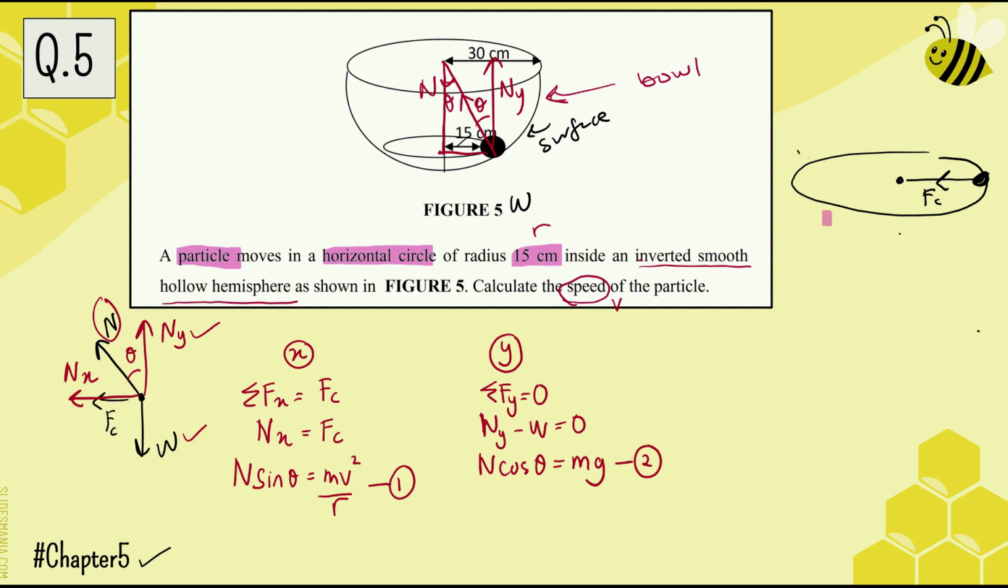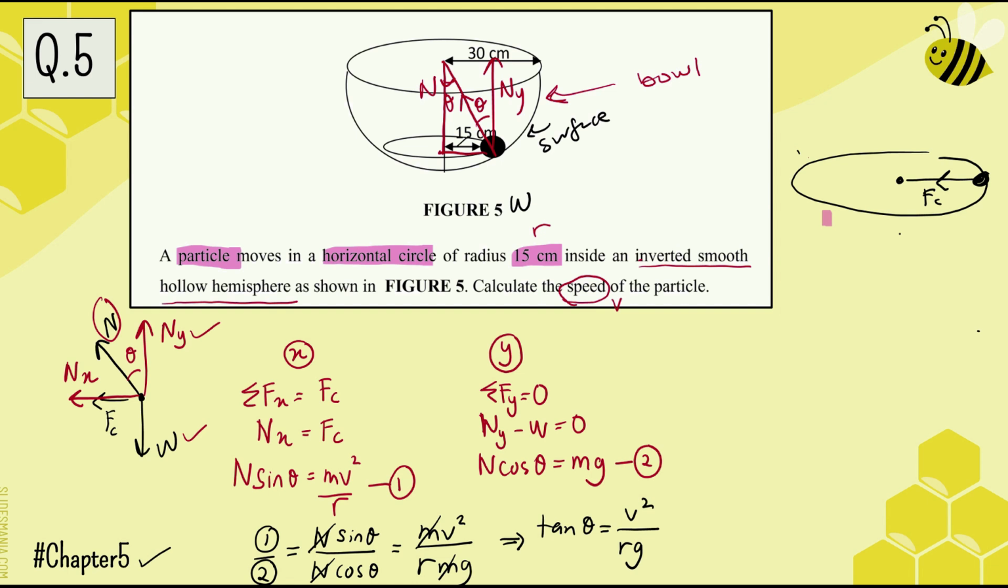To simply solve the question, we divide our equation number 1 by equation number 2. Then you'll see that we can cancel out so many quantities, which makes it easier to solve this question. The right side is mv squared over r divided by mg. So now N can be cancelled out, and mass can also be cancelled out. Then finally you have sine over cos, which is tangent theta, and our right side is v squared over rg. Now we need to find our theta.